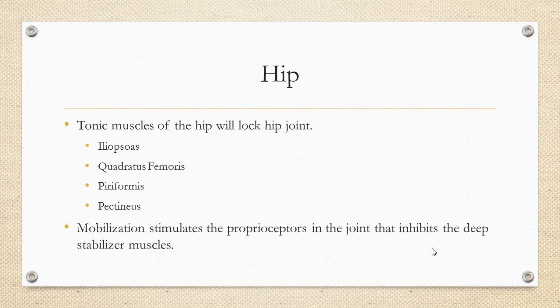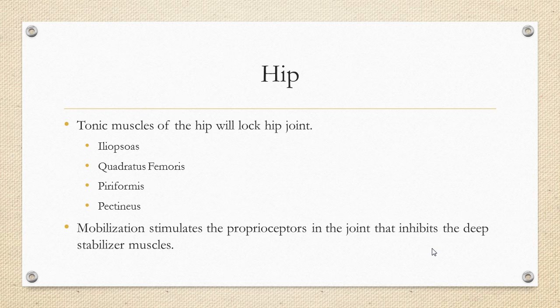Tonic muscles of the hip that will lock it up and prevent motion and mobility, the iliopsoas. So if we remember back to our lumbar discussion, if we have lumbar dysfunction, we know that the iliopsoas attaches from the lumbar spine to the anterior hip, so we need to make sure that we're clearing the lumbar spine. Quadratus femoris, we'll see in just a moment in a diagram how the quadratus femoris is horizontal to the hip joint, and that is why it can prevent so much motion in the hip joint if it is dysfunctional.